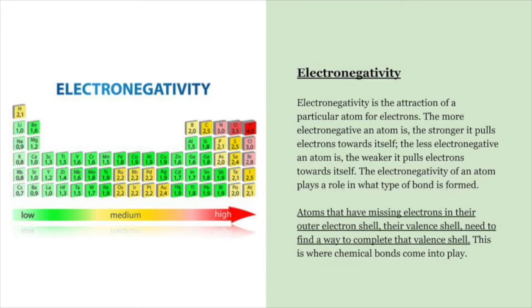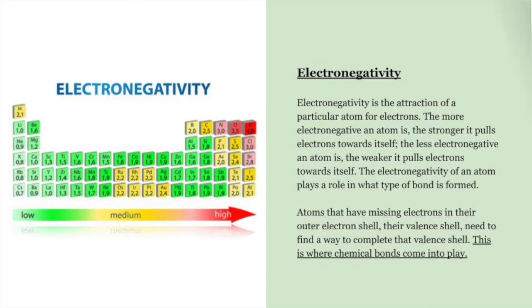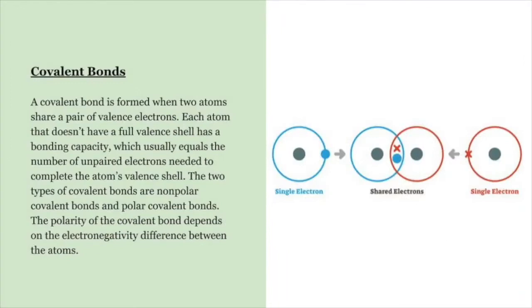Atoms that have missing electrons in their outer electron shell, their valence shell, need to find a way to complete that valence shell. This is where chemical bonds come into play. Covalent bonds. A covalent bond is formed when two atoms share a pair of valence electrons. Each atom that doesn't have a full valence shell has a bonding capacity, which usually equals the number of unpaired electrons needed to complete the atom's valence shell. The two types of covalent bonds are nonpolar covalent bonds and polar covalent bonds. The polarity of the covalent bond depends on the electronegativity difference between the atoms.